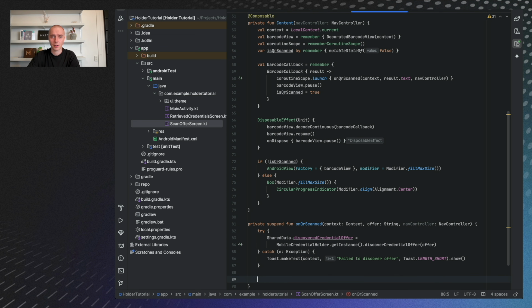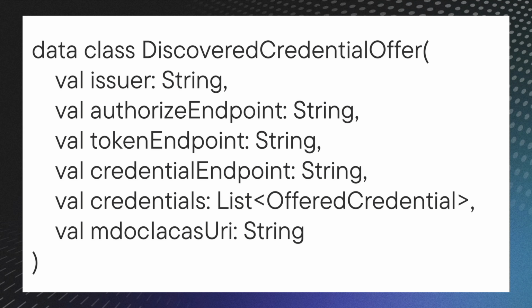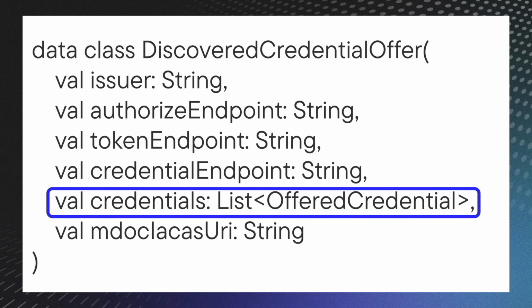And when we receive the offer, we will navigate back to the main screen, where we are going to show most of the info. Let's have a look at the structure of the object that we received. It holds a lot of interesting data about the offer, and one of its purposes is to let you display the information about the offered credentials to the user to get their consent. Issuer and credentials fields will be probably the best option for this use case.